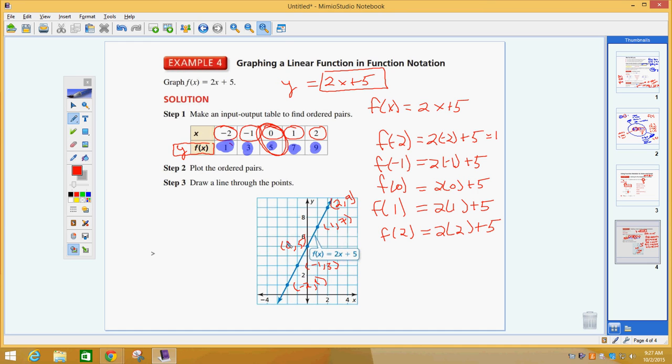Another way of doing this, we could use our TI-84 calculators, and we could plug this into y equals, and then we could look at our table using second graph, and it will show us our table of values by doing it that way. We need to know both ways, using the calculator and by hand.